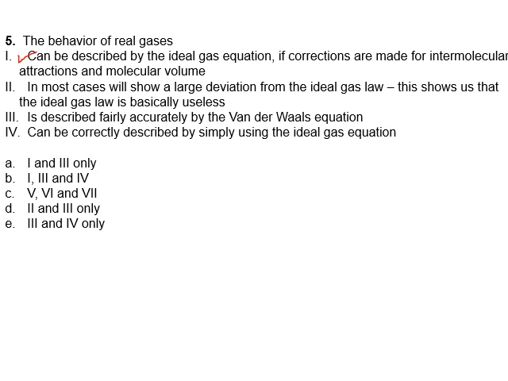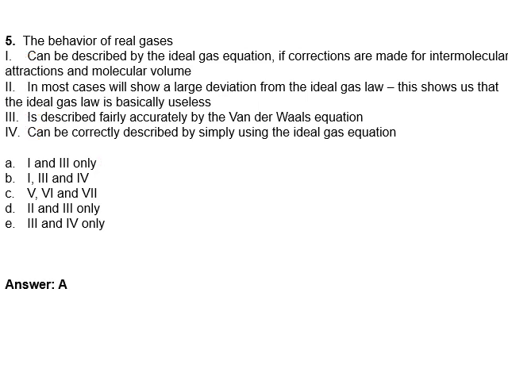2, in most cases, gases will show a large deviation from the ideal gas law. This shows us that the ideal gas law is basically useless. No, that's just nonsense, right? Because if it were useless, we wouldn't be talking about it. 3, is described fairly accurately by the van der Waals equation. Yeah. 4, can be correctly described by simply using the ideal gas equation. No, because if that were the case, we wouldn't have needed to go through all that derivation for the van der Waals equation. So it looks like we've got 1 and 3 here, and that is answer choice A.